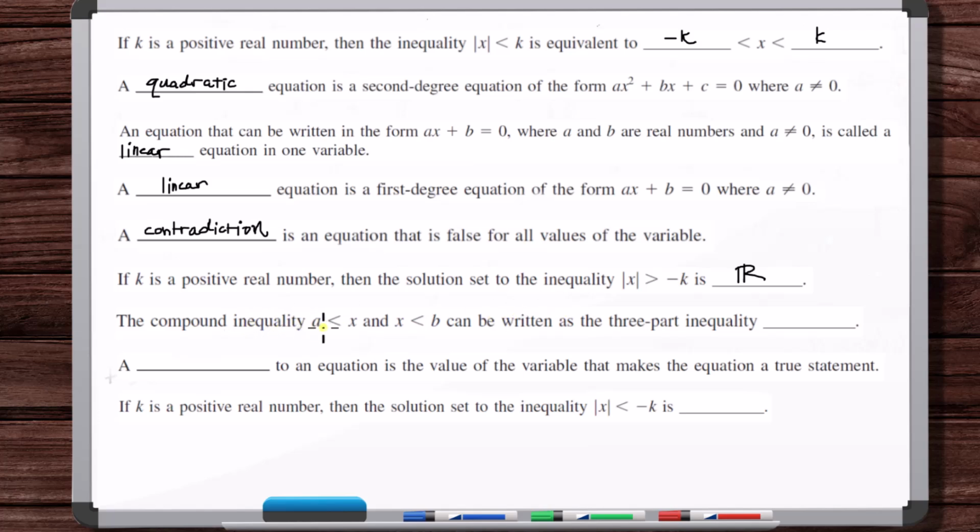The compound inequality a is less than x and x is less than b can be written as the three-part inequality a is less than x is less than b. A blank to an equation is the value of the variable that makes the equation a true statement: a solution.